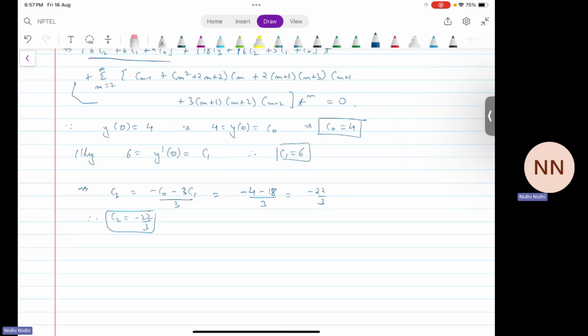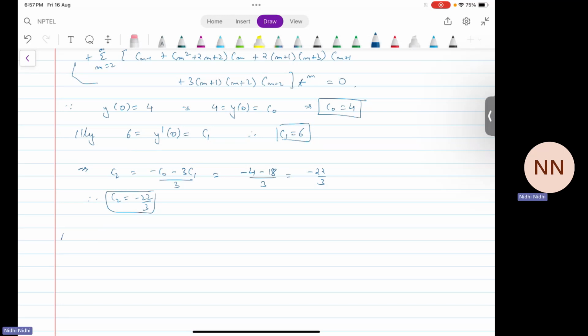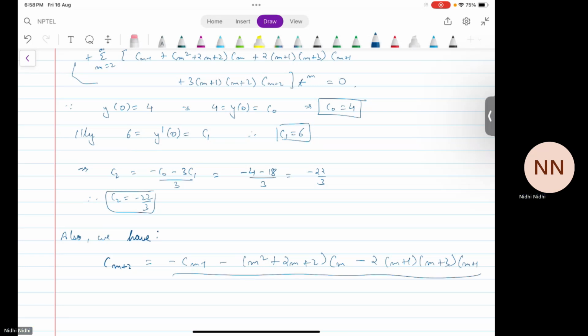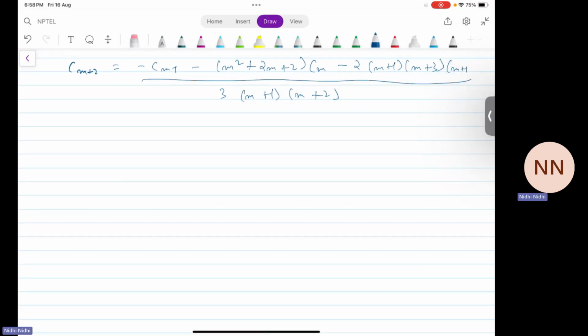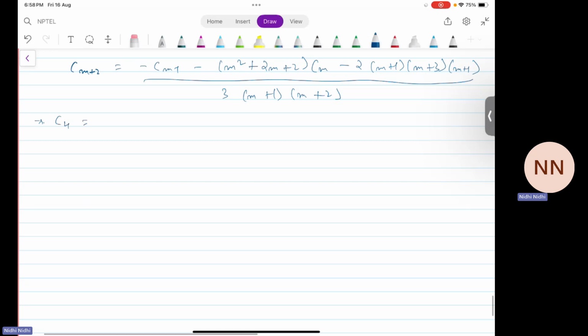Now, we'll see this sum. This will give us, also we have c_(m plus 2) is equal to minus c_(m minus 1) minus (m square plus 2m plus 2) times c_m minus 2 times (m plus 1)(m plus 3) c_(m plus 1) by 3 times (m plus 1)(m plus 2). This gives us c4. We had c3.